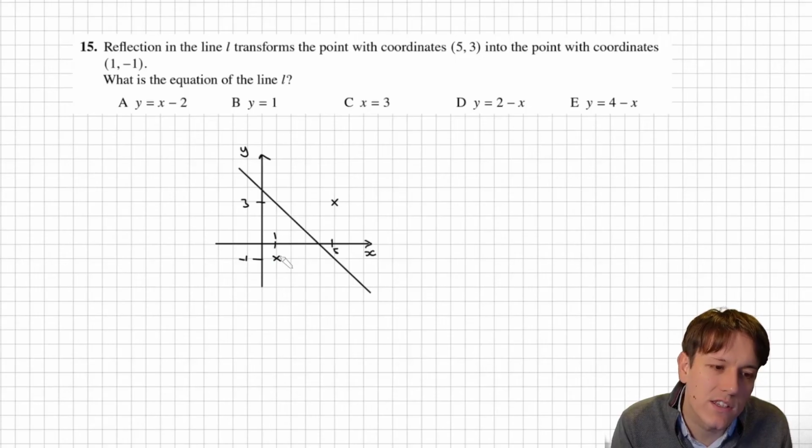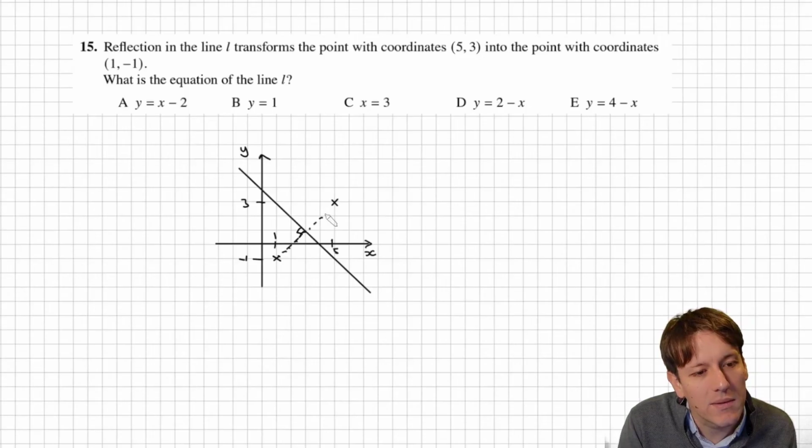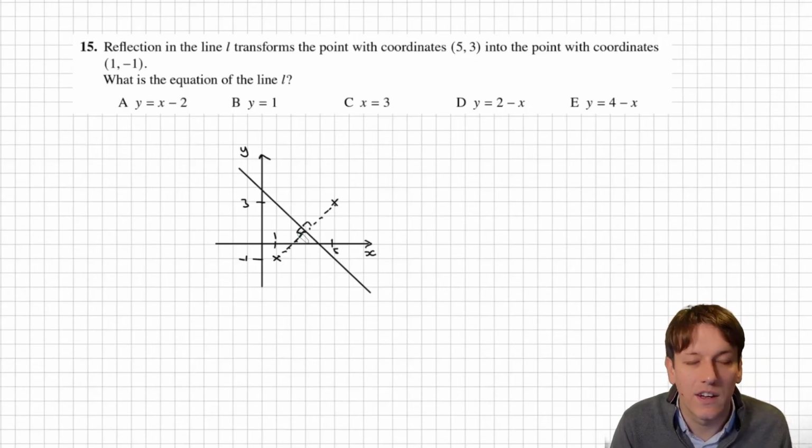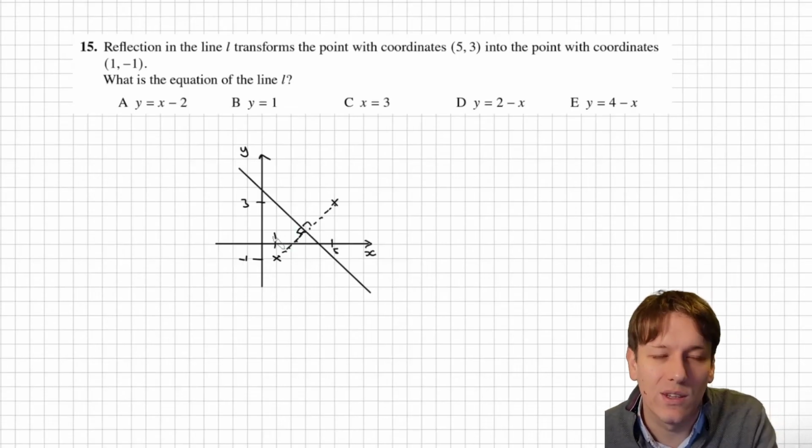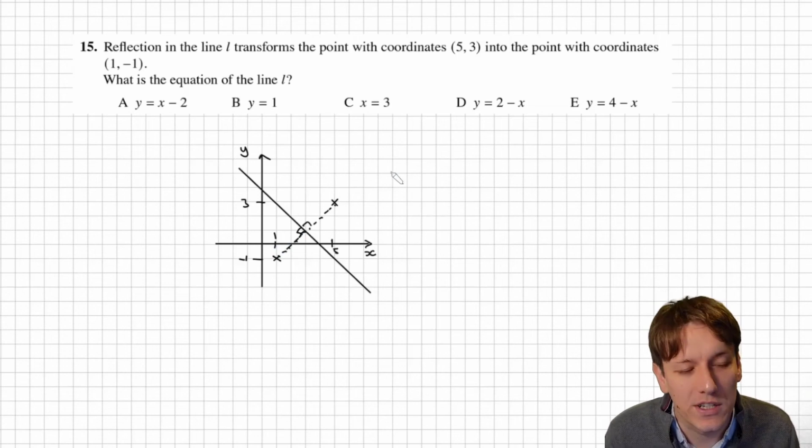Because when I do a reflection in a line of a point, I take the closest point on the line, which is also from dropping a perpendicular to the line, and I go the same distance on the other side of that line. So what I'm looking for is exactly the perpendicular bisector. So that's what you kind of need to know for this question. Of course, now I've drawn it accurately, you can read off perhaps what the equation of the line is.